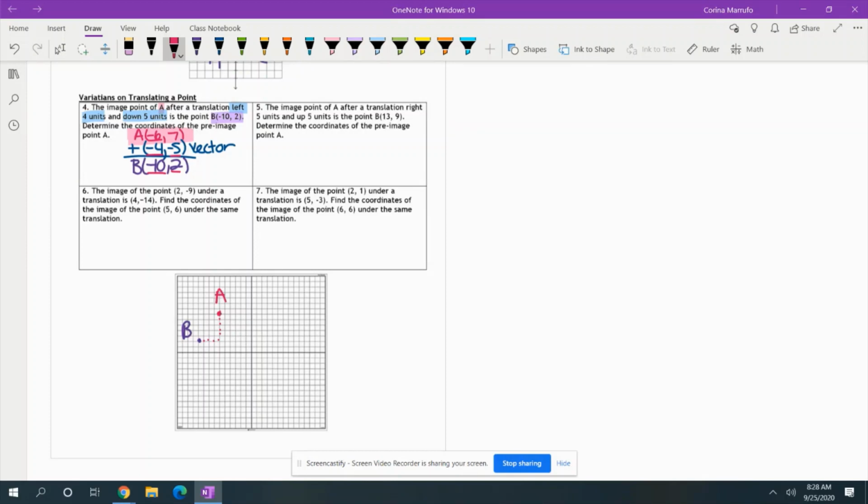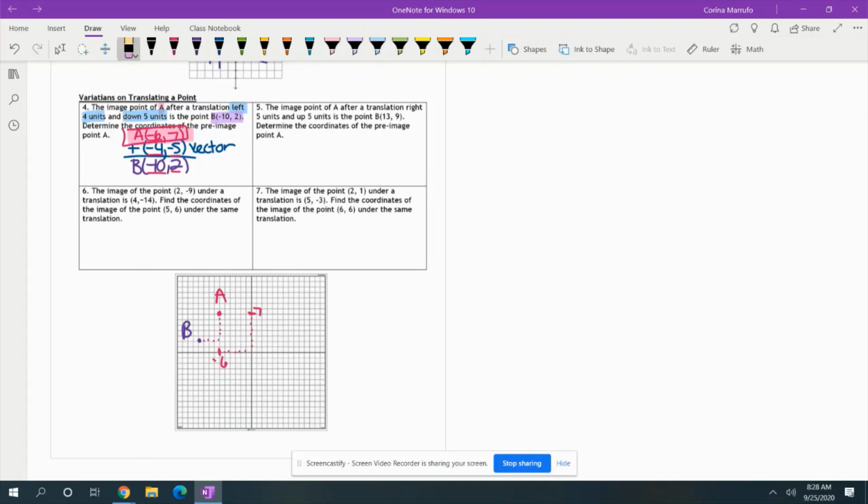And so all we have to do now is figure out what the coordinate of A is. So if we counted, this would go 1, 2, 3, 4, 5, 6. This would be negative 6. And then 1, 2, 3, 4, 5, 6, 7. That would be positive 7. So that's the coordinate for point A. So that's the way you guys can do it on the graph. So let's go ahead and try it on the next one.